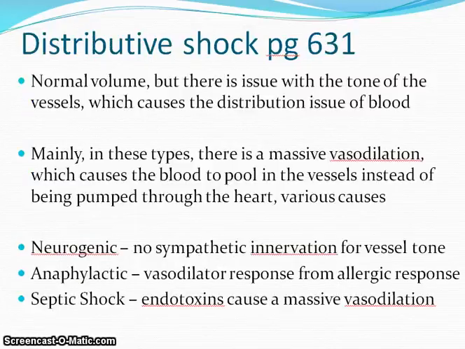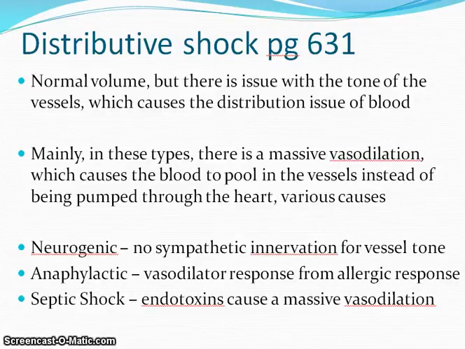In distributive shock, something has happened where we still have normal volume of circulation in the blood, but the issue is that the vessels are now too relaxed. So blood is pooling and distributing in areas where it shouldn't be, right? And it's not getting pumped back to the heart and to the core like it should. Mainly, it's because something has triggered a massive vasodilation. So the blood pools in vessels instead of getting pumped throughout the body.